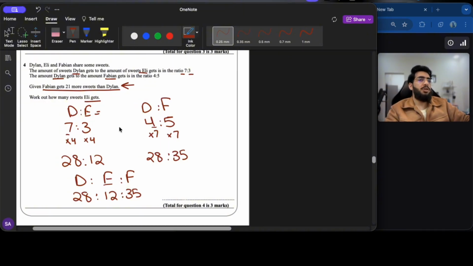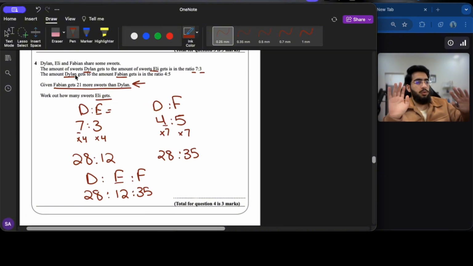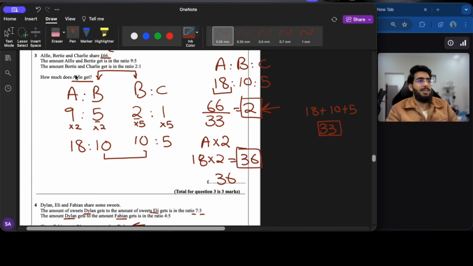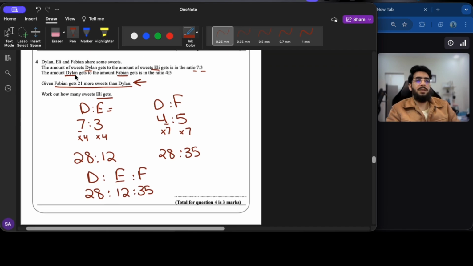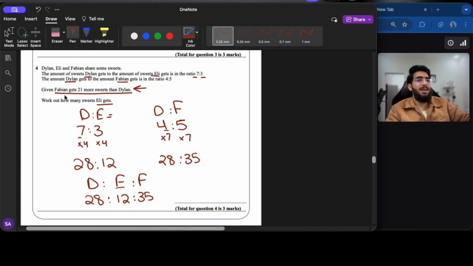For that, if the question says total, we'll just add these values and then divide the total by that to get the worth of one value, and then times it by their respective ratios to find out how much each person gets, exactly as we did in the previous question. Now in this question, the problem is that the total value is not given, but we have a condition. Let's try to figure something out from that condition.